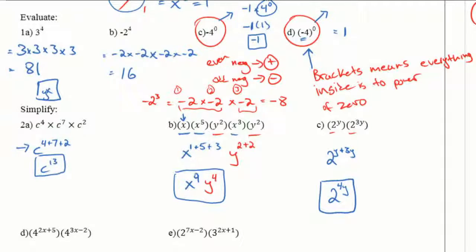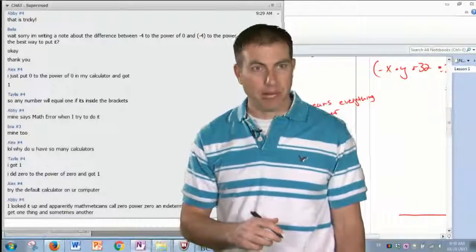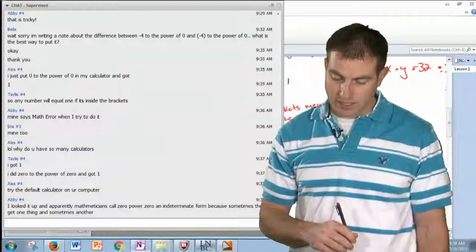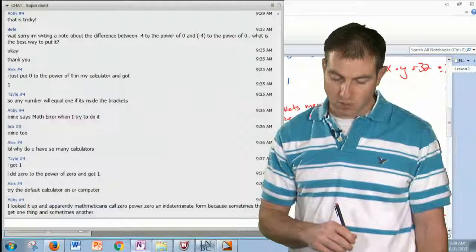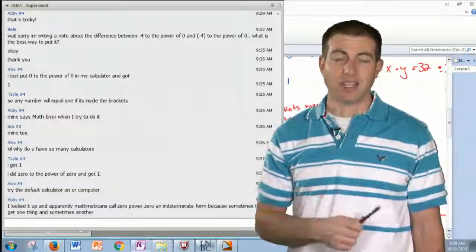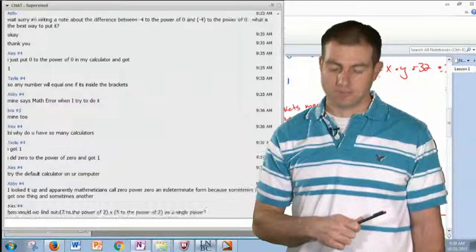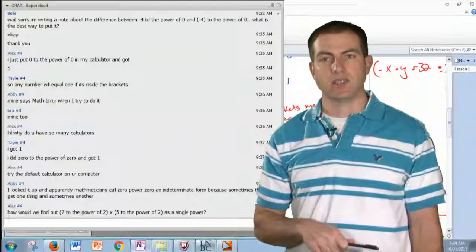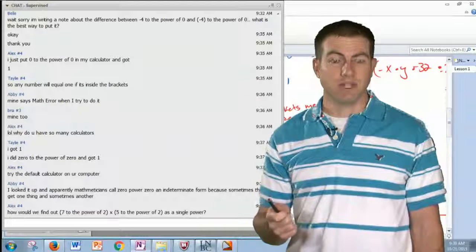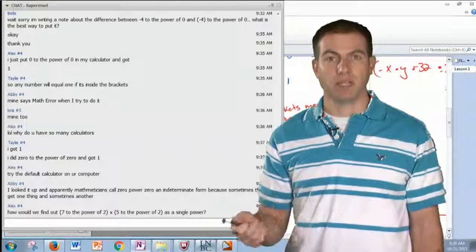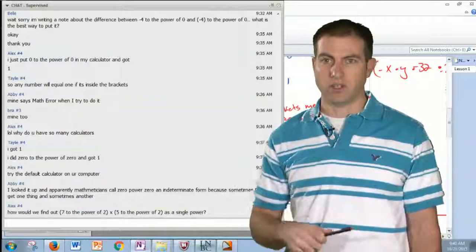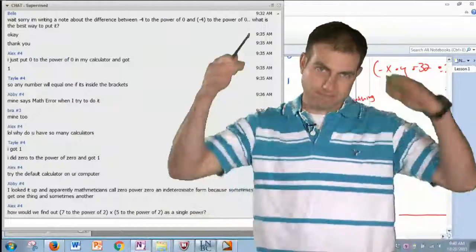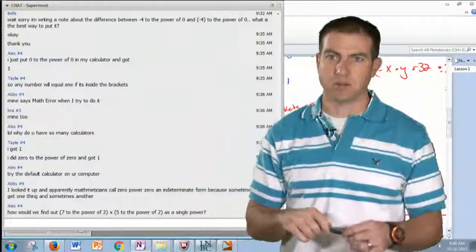Oh, that's brilliant, Abby. Thanks for looking that up. I looked it up, and apparently mathematicians call 0 to the power of 0 an indeterminate form because sometimes they get one thing and sometimes another. So I guess our calculators aren't wrong. It's just not something that comes up a lot. I'll look it up this afternoon and see if I can find not a better answer, but see if I can explain it in terms that I can understand and you can understand. Because an indeterminate form is just over my head, and I'm sure it's probably close to over your head.